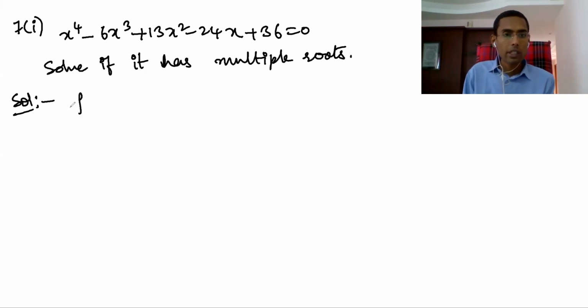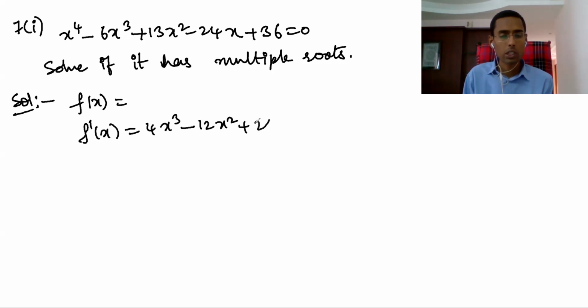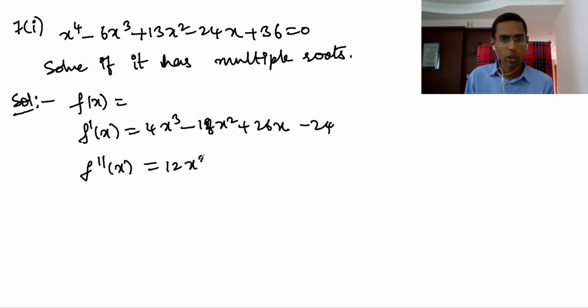But we know, so let's take f of x as the given equation. Now let's find f dash of x. What is f dash of x here? 4x cube minus 12x square plus 26x minus 24. 6 3 is 18, 18x square plus 20, yeah, this is the f dash of x. Now if I substitute 1 in f dash of x, I will not get anything. So f double dash of x, let's take 12x square minus 36x plus 26.